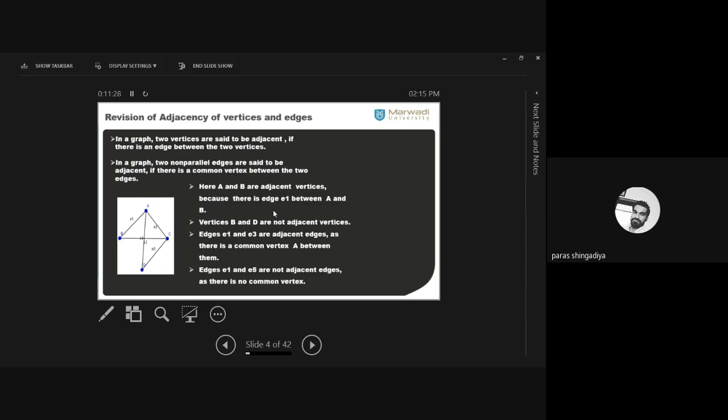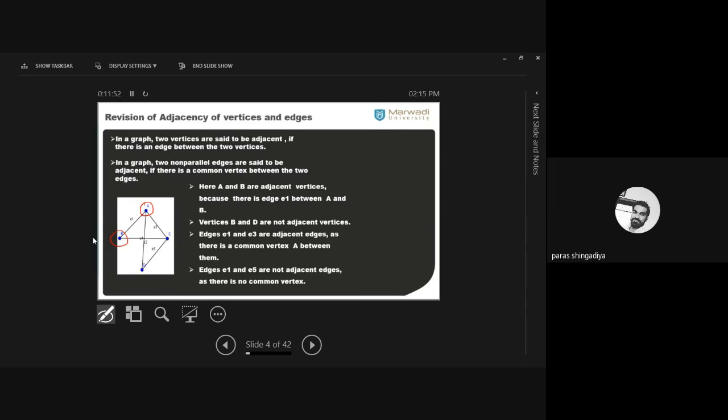Okay. So here the definition is that in a graph, two vertices are said to be adjacent if there is an edge between these two vertices. For example, consider A and B. A and B are connected by a common edge E1, which is in between A and B. So A and B are known as adjacent vertices.